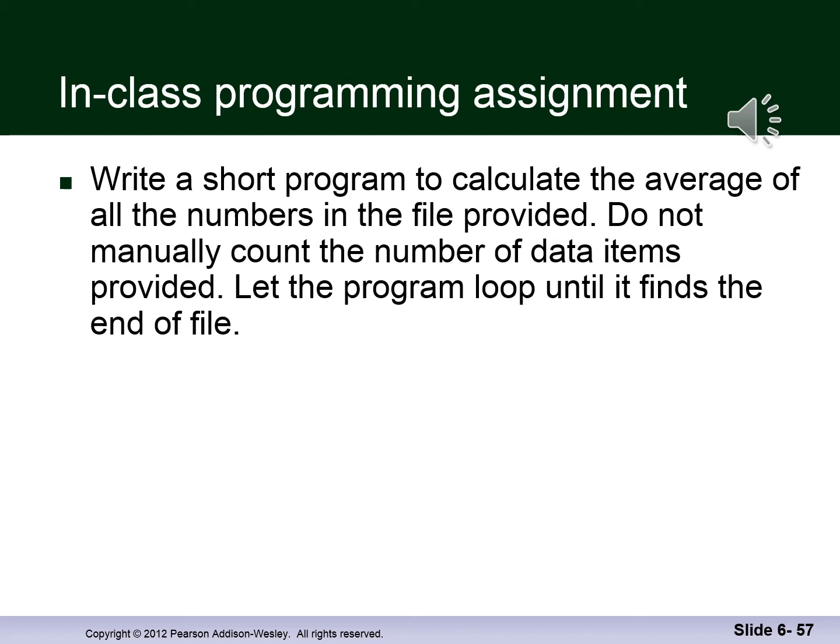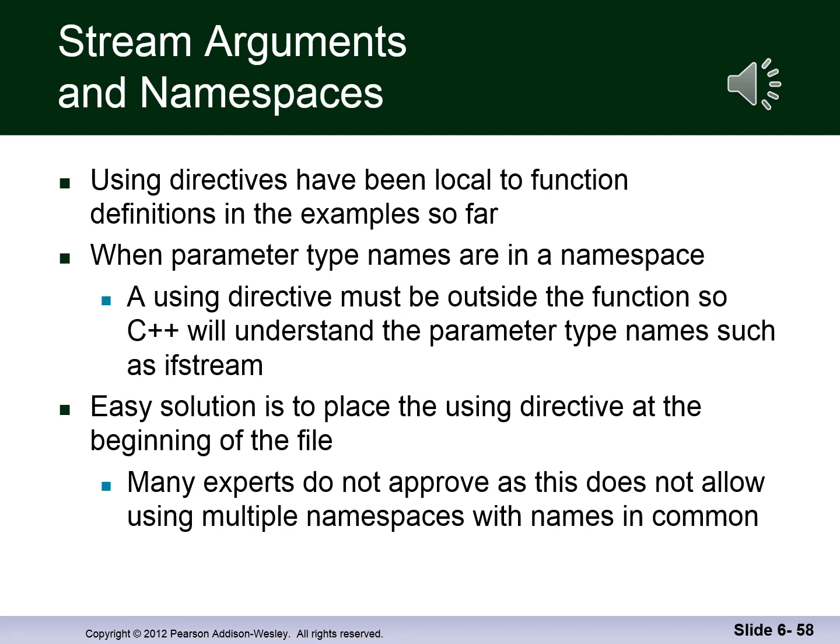The using directives, the file libraries, class libraries, have been local to function definitions in some examples so far. When parameter type names are in a namespace, a using directive must be outside the function, so C++ will understand the parameter type names, such as ifstream.